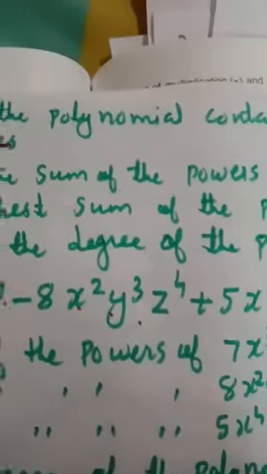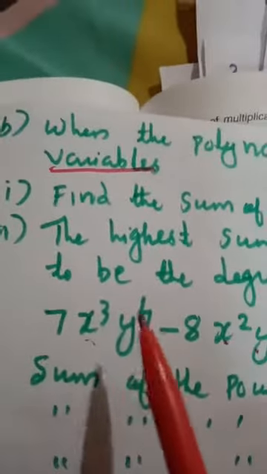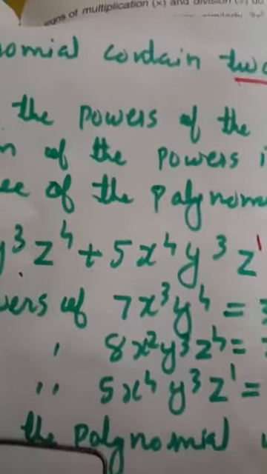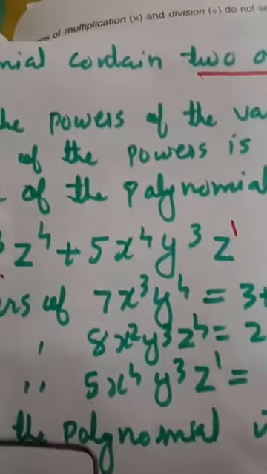Clear? Nothing is there. First you add. Different power variables are there, so you just add the powers. Here also you add these 3 powers. Here also you add. Then which is the highest? That is the degree. Okay, clear?